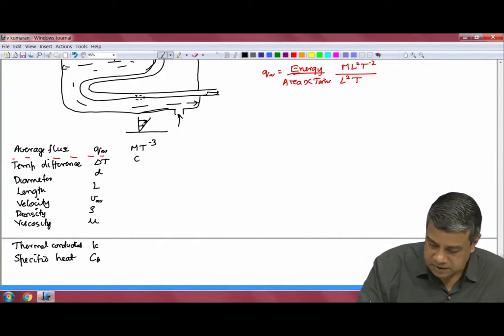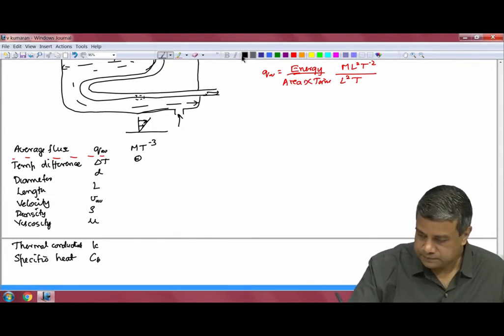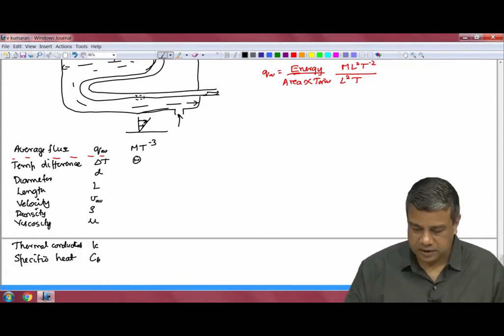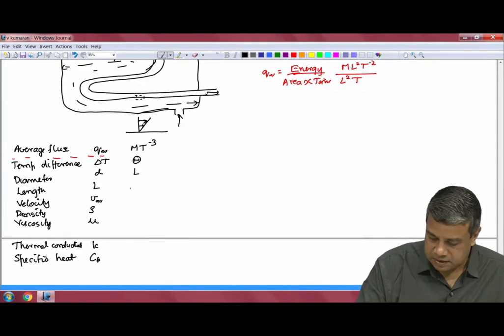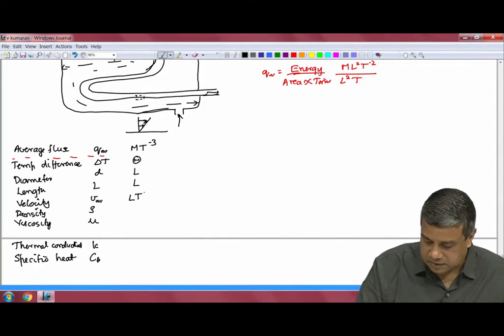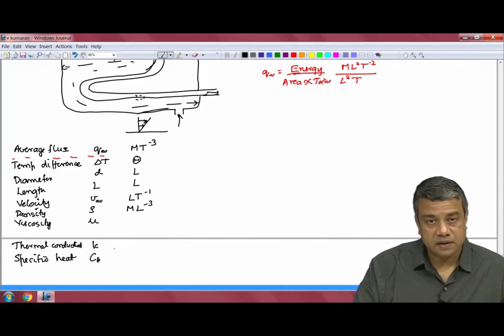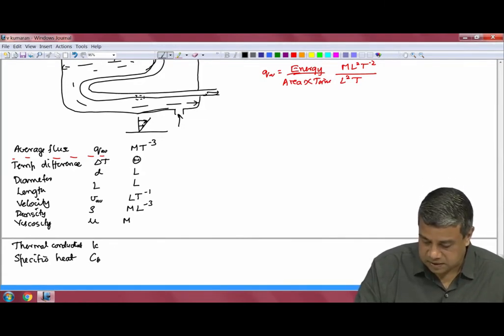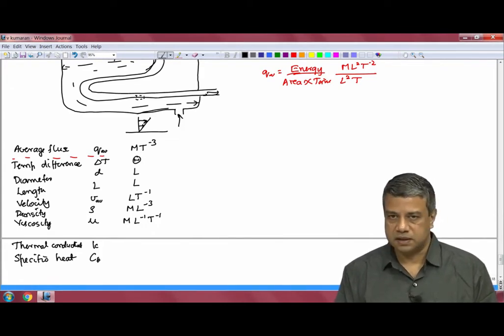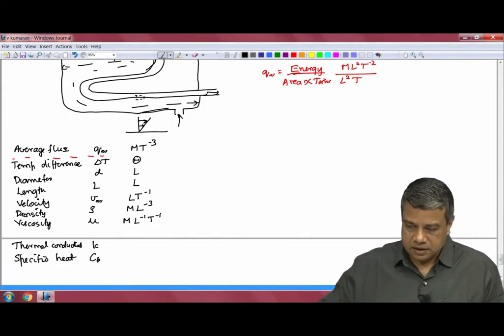Temperature difference, of course, has dimension theta. The diameter has dimension L, the length has dimension L. Velocity has dimensions distance per unit time, density is mass per unit volume, viscosity we had already calculated as mass per unit length per unit time. If you recall, we had done this from Newton's law for viscosity. You can go back and refer to the lecture to see how this is derived. Thermal conductivity.